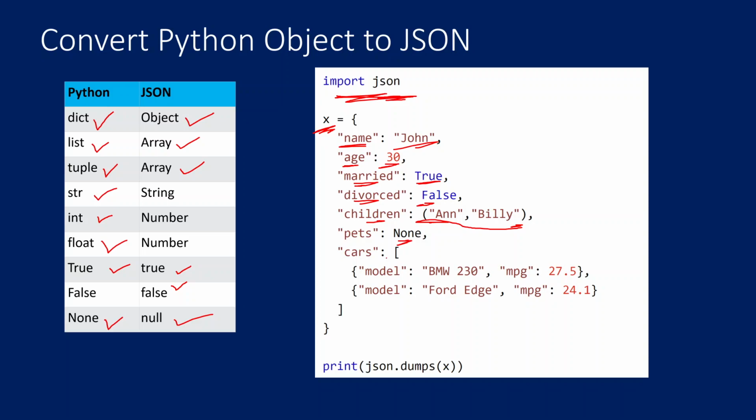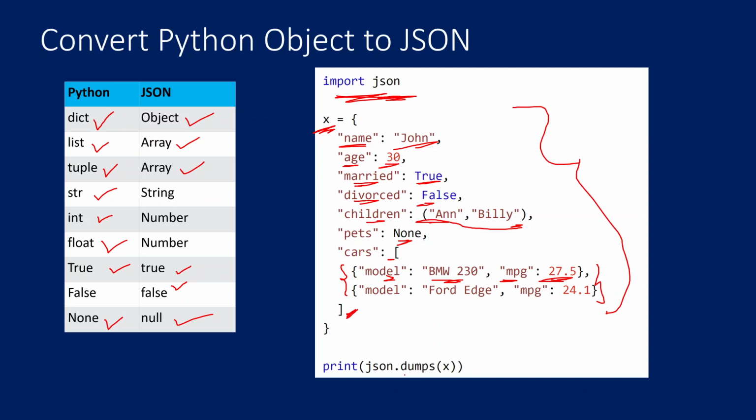If you see the cars, this is a list, right? From here to here, this is a list, and inside the list you have two inner dictionary objects. Inside them, model is a key which has this value, and MPG is a key which has this float number. So this entire thing is a Python object.